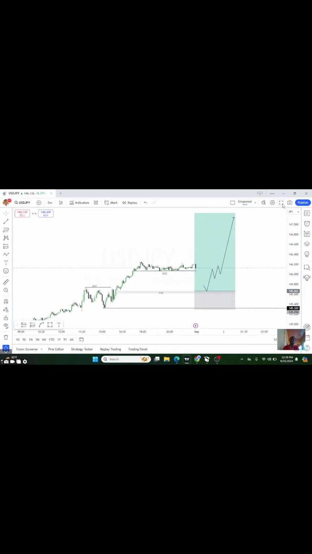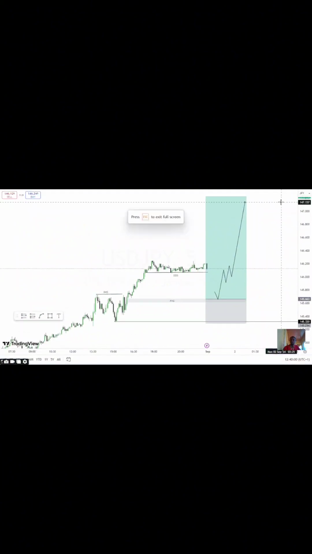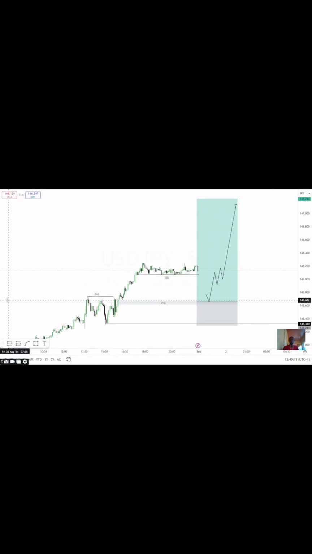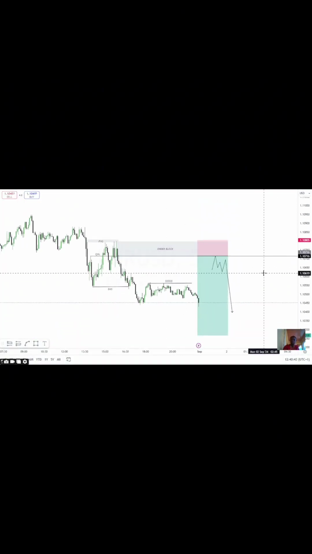So we are giving our stop loss a good space. This is 1 to 4 RR, so we are giving our stop loss a good breathing space. So these are our analysis for the week, GBP USD.